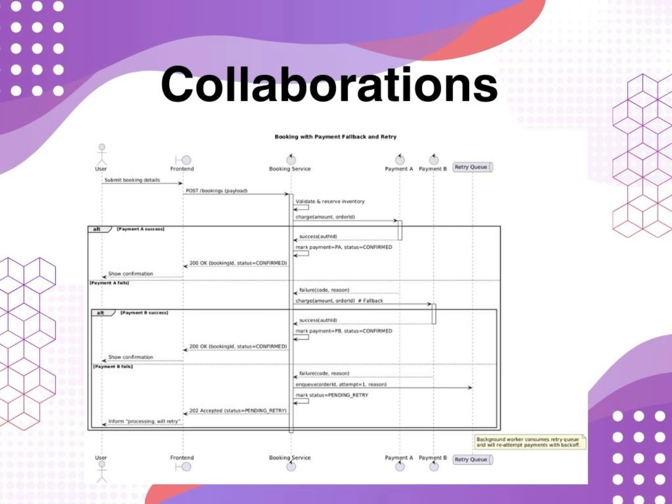In this diagram, you can see that when the user submits booking details, it goes to the front end and then right to the booking service. After the validation and everything is done, it will go to payment A. It will see whether the payment is successful or not. If it's successful, it will mark the payment as successful. But if we go down a little bit, we can see that when the payment fails, it will fall back to payment B. When payment B is successful, it will mark the payment as successful. If it fails, it will enqueue by going to the retry queue.